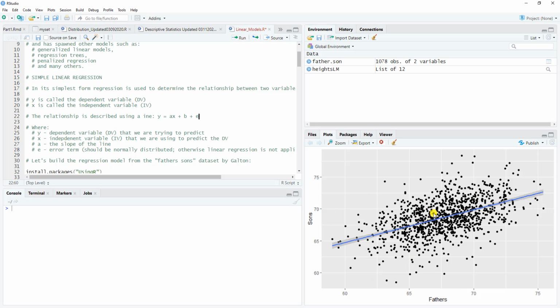That's what you're trying to do: build a line that approximates the relationship between father's height in inches and son's height in inches. So you have two variables here. Son's height in inches is y, the dependent variable. Father's height in inches is x, the independent variable. You're trying to predict the dependent variable, son's height, based on the independent variable, father's height. Those points in the scatter plot represent actual observations.